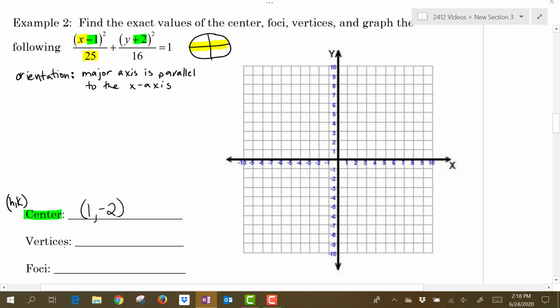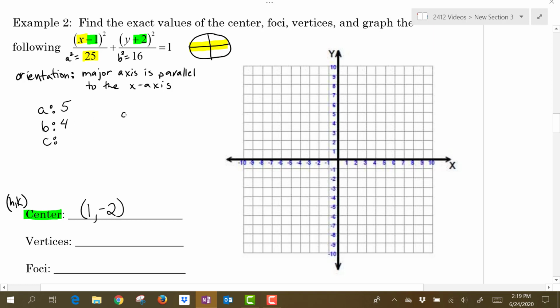Alright, to find the vertices and the foci and to actually graph, we need to know what is a, what is b, and what is c. Alright, so the 25, since that's the larger of the two denominators, we assign that to be a squared. And then that means the other denominator is assigned to be b squared. So the a value would be 5, the square root of 25. The b value is the square root of 16, so that's 4.